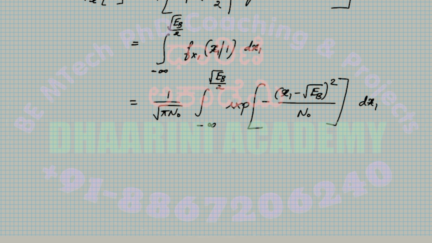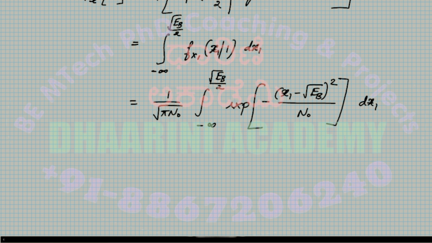All right, so let's try to simplify this by substitution, right? So let me put y equal to (x1 minus root Eb) divided by root N naught. I use a root N naught here so that this becomes a complete square for me. Okay, so whenever I try to do dy, what is dy? Can you tell me? Because I need dx1 to be substituted in the equation, because my original equation has dx1. I need something to be substituted over here.